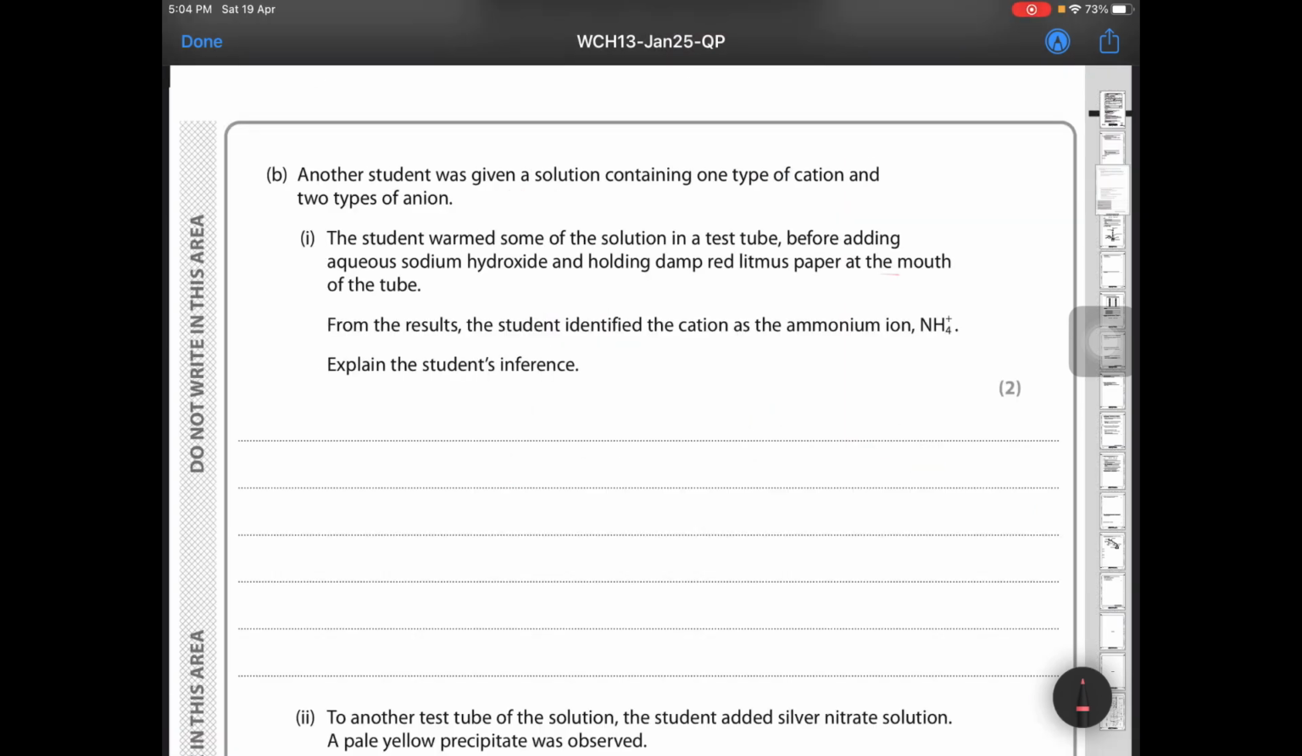This part of the question is saying that the student was given a solution containing one type of cation and two types of anion. The student warms some of the solution in a test tube before adding aqueous sodium hydroxide and then holds damp red litmus paper at the mouth. Basically, this test is for ammonium ions, and it is clearly mentioned over here that this gives the ammonium ions. So the confirmation test of ammonia will be to bring the damp red litmus paper near the source of the gas, and it will turn blue. This will give you 1 mark for this question.